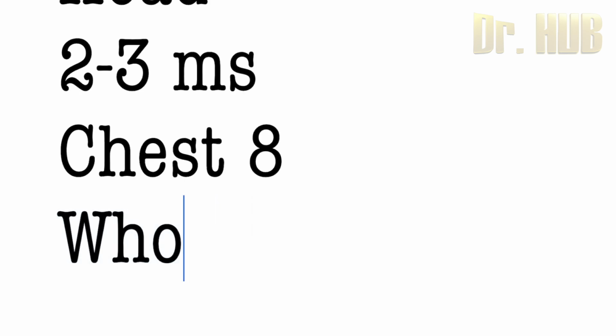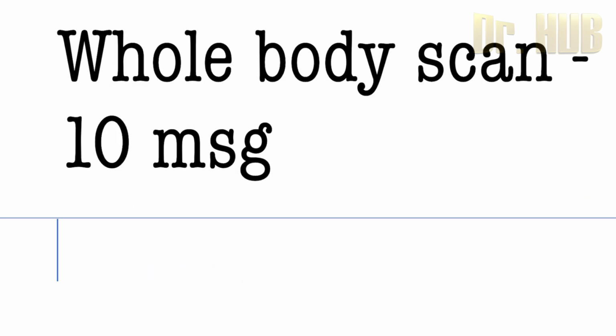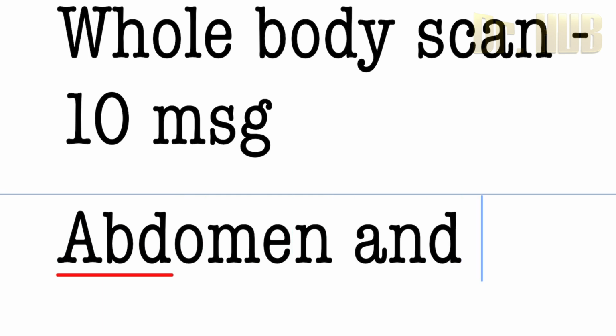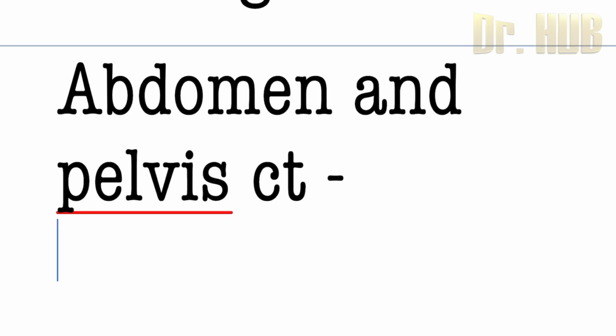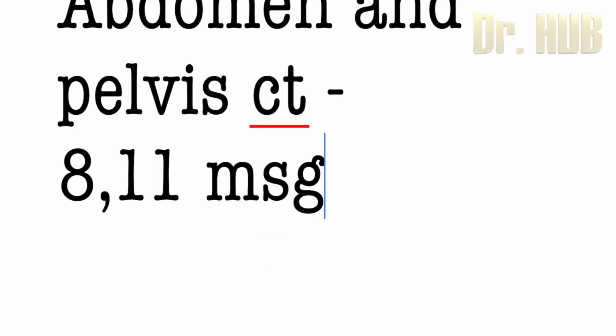We have something known as a whole body scan. The whole body scan will be 10 mSv. Now looking at the abdomen and pelvis CT, this includes 8 to 11 mSv. So the abdomen and pelvis CT will include 8 to 11 mSv.